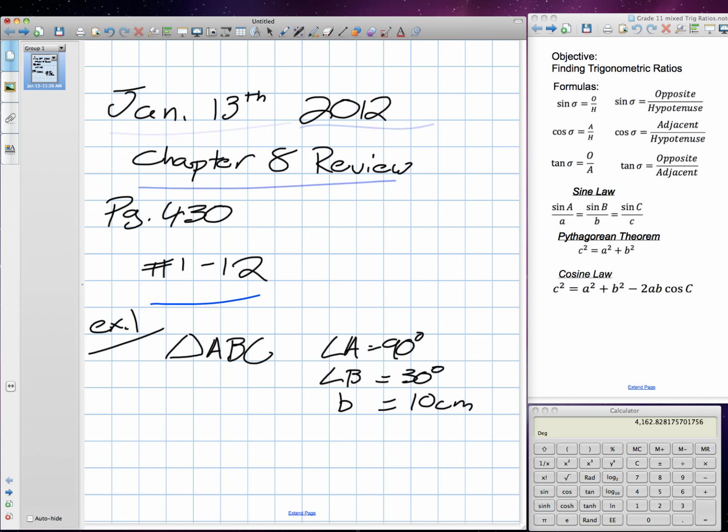Very first question in the quiz says that triangle ABC, angle A is 90, angle B is 30, and side B is 10. Because angle A is 90, what does that mean in terms of our trig formulas? Which ones can we use to solve this? Ratios. Yeah. The primary trig ratios we can use. We don't actually have to use sine or cosine law. Okay? So it's a lot more basic to use one of these ratios. We're going to draw this triangle quickly.